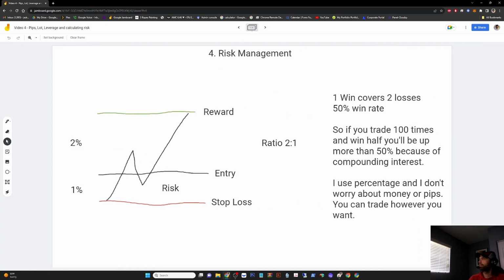Slide 7. Hopefully I portrayed why risk management is paramount, which brings us to number 4, risk management. Always define your risk. If you're not defining your risk, you're not trading. You're just gambling. If you want to gamble, go to the casino.